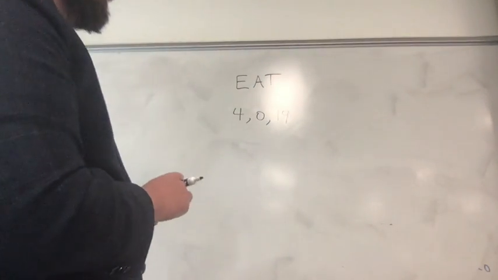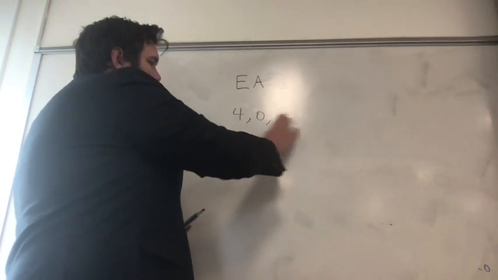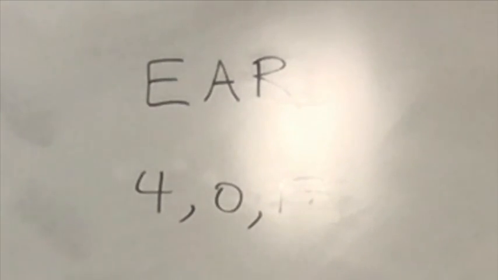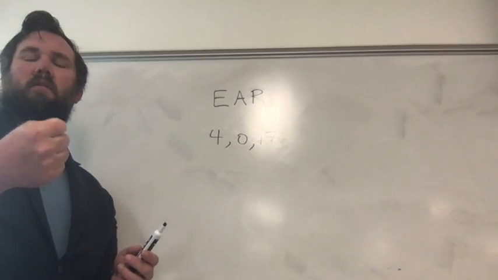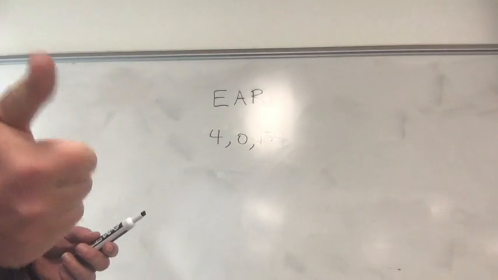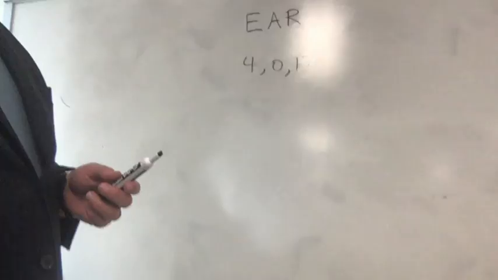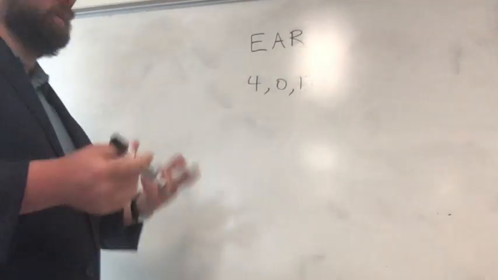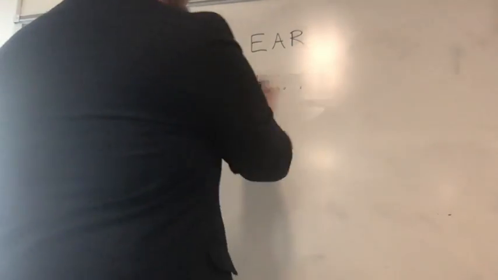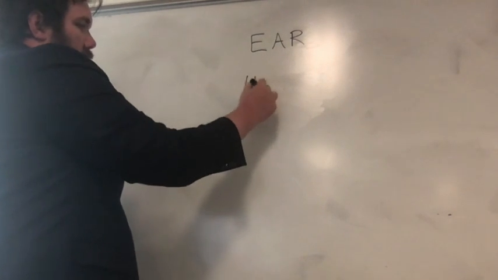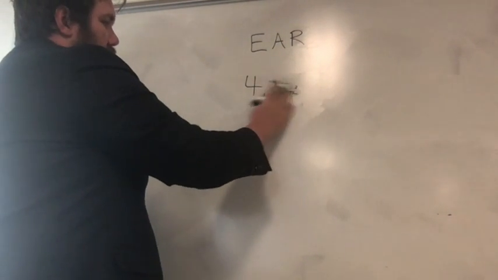I want to change the message to ear. Sorry about that. Is R correspond to 17? Is it the 18th letter? Check me on this. A, B, C, D, E, F, G, H, I, J, K, L, M, N, O, P. And we always do A at 0. We always do A being 0. Always, always. So this is 4, 0, 17.